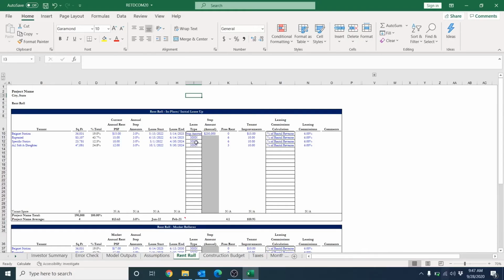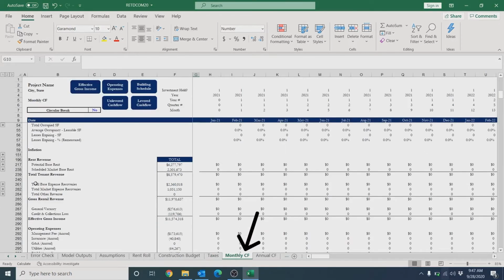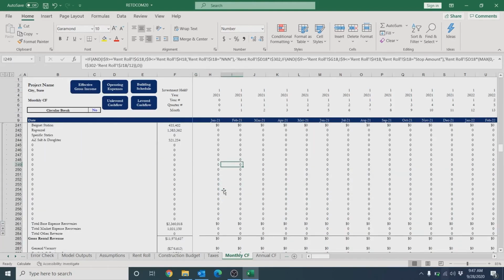So now let's put one tenant to each, and we will go to our monthly cash flow to see how these flow. Our total base expense recoveries, which are the expense recoveries for our initial in-place leases, flow through to rows 241 through 260 of our rent roll.